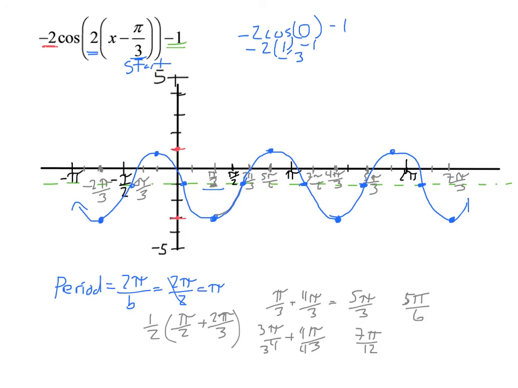Now, one period here is, we actually established it here. It's pi. And you can see that, like right there, from that pi over 3 up to 4 pi over 3, that is a distance there of pi, and we're going from the minimum back down to the minimum, and after that it repeats. Thanks for watching.